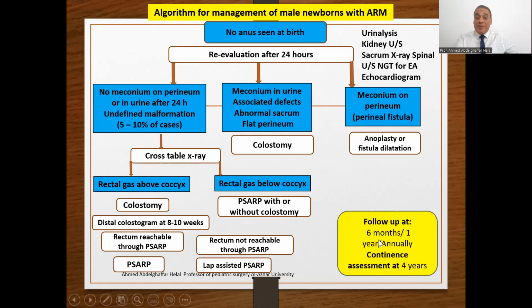Don't forget the follow-up at 6 months, 1 year, and annually, and also the continence assessment at the age of 4 years. So this is a very important clinical algorithm for the management of the male newborn with anorectal malformation. Don't rush early to colostomy or to primary PSARP. Don't rush early to perform cross-table X-ray, as the result in the early 24 hours may be misleading and will lead to wrong intervention.